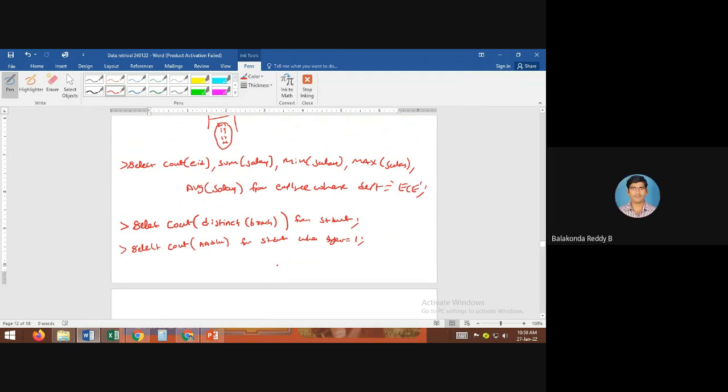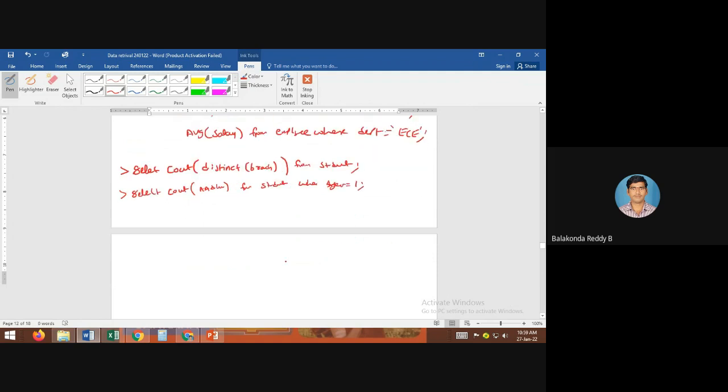Suppose I want to find how many students are not having the Aadhaar numbers. Select count of Aadhaar from student where year not equals to 1.